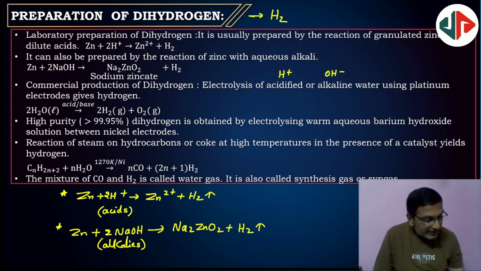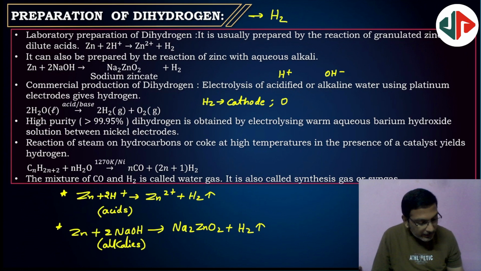So simple reaction, H2O decomposes to H2 and O2. H2 will be released at cathode, O2 will be released at anode. That is also important. H2 at cathode and O2 at anode. You can collect the hydrogen at cathode, oxygen at anode. Remember that point.